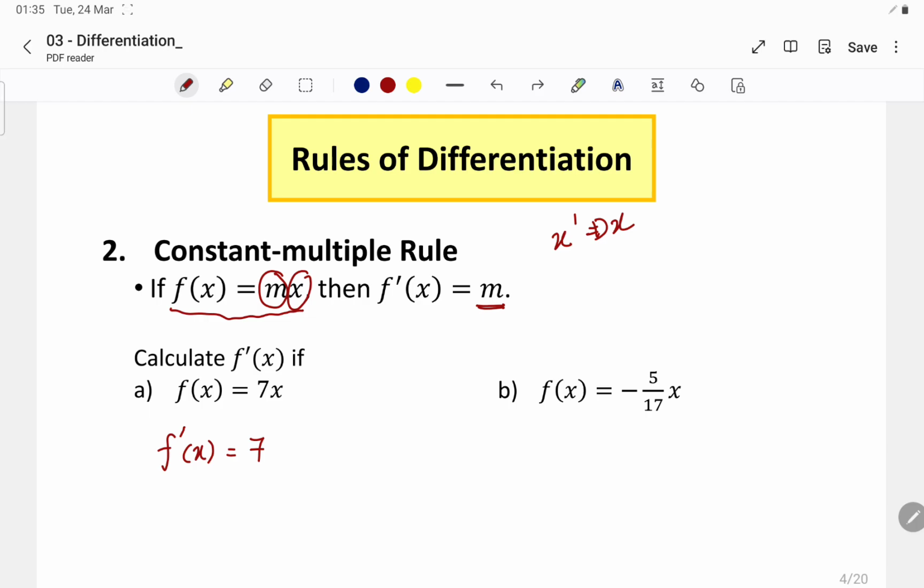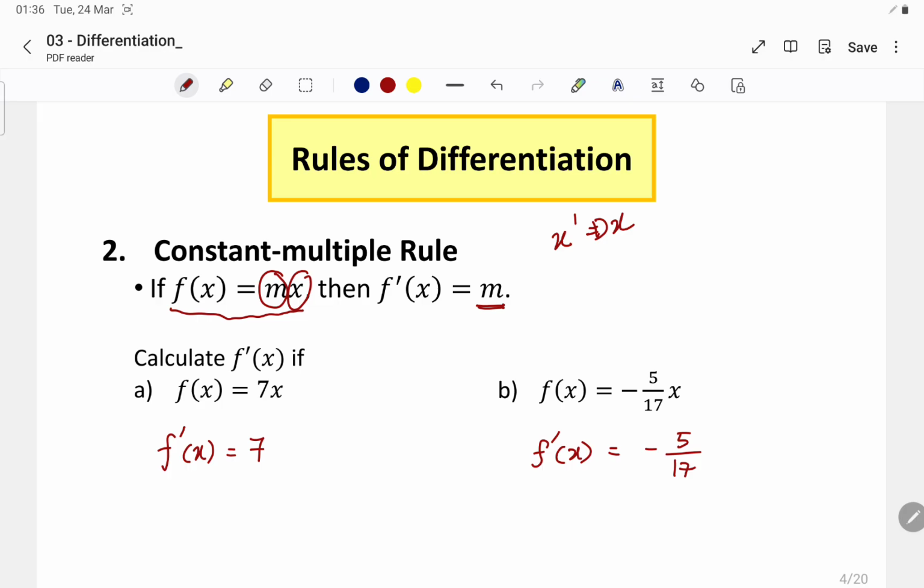Okay, it is not x to the power of 2 or x to the power of 3. No, it's only for x to the power of 1, or x. Now we go through question B. f(x) is equal to negative 5 over 17 x. So we have to find the differentiation also, right? So f prime x equals negative 5 over 17. Do we have to put x? No need, because with this rule, when we differentiate, we just copy the constant.